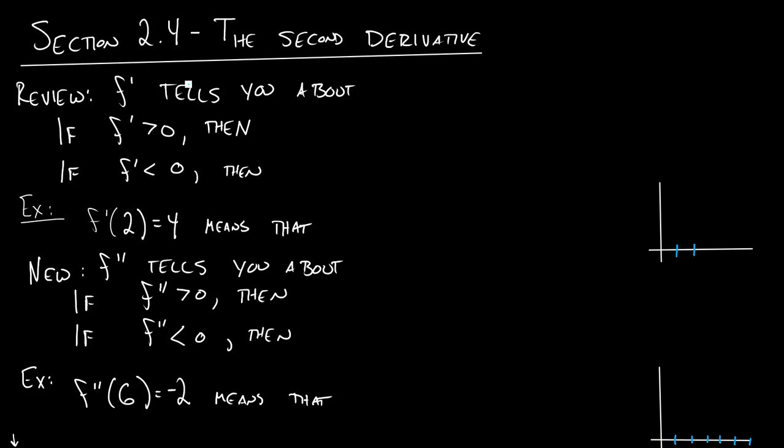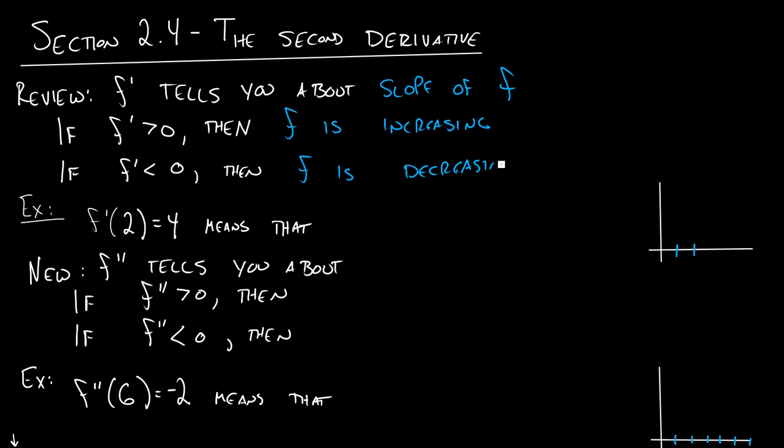So the first derivative tells us about the slope of f, specifically the slope of the tangent lines to f. Right? So if we know that f prime is greater than 0, then that's telling us something about f. It's saying that f is increasing. And similarly, if f prime is less than 0, it tells us that f is decreasing.